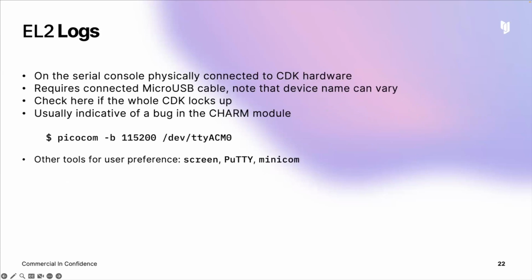The logging from CHARM will go to the physical serial console, which requires connecting a micro USB cable to the CDK hardware. If an unhandled exception in EL2 occurs, a crash dump will be logged to this console. So it's important to have access to it. If the whole CDK locks up, that's probably what happened.